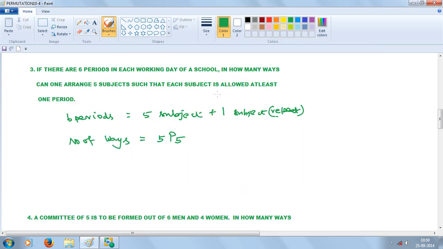So the number of ways is 5 subjects coming is 5P5 multiplied by what about this one's arbitrary subject? It can be anything. So this also in 5 ways you can arrange it. So there are totally 6 periods, 5 subjects. This is the sixth hour. This can be arranged in 6P1.